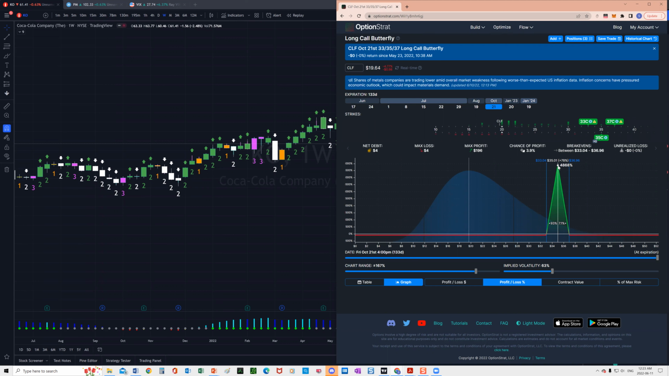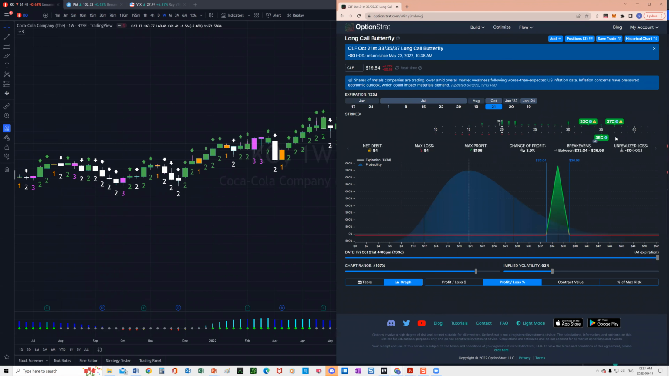So you can play around with these. Anything you do, before you take the trade, run it through Option Strat. It's free to use the calculator. Run it through, make sure you understand. And then when you're getting into that trade, get into it with the understanding that with something like a butterfly, you're not looking for the max risk, right?